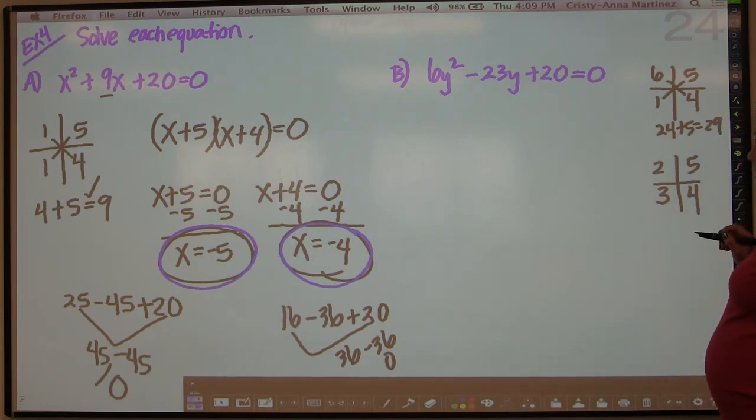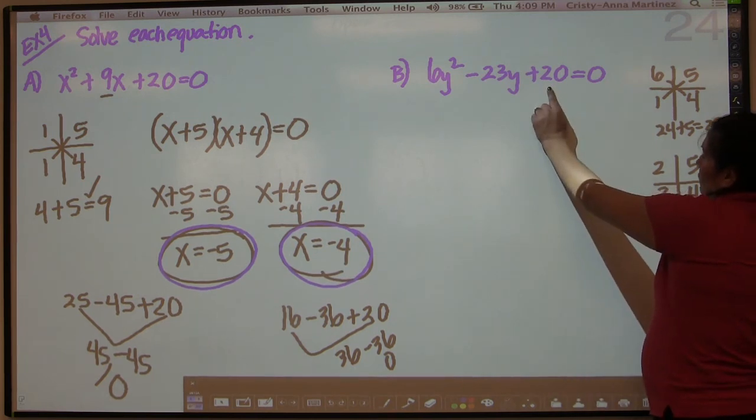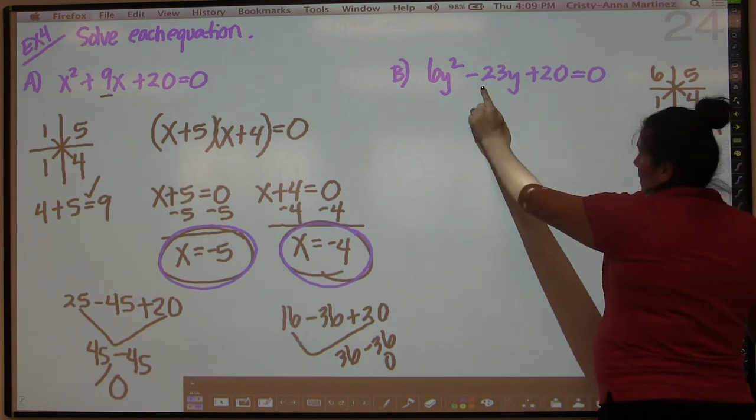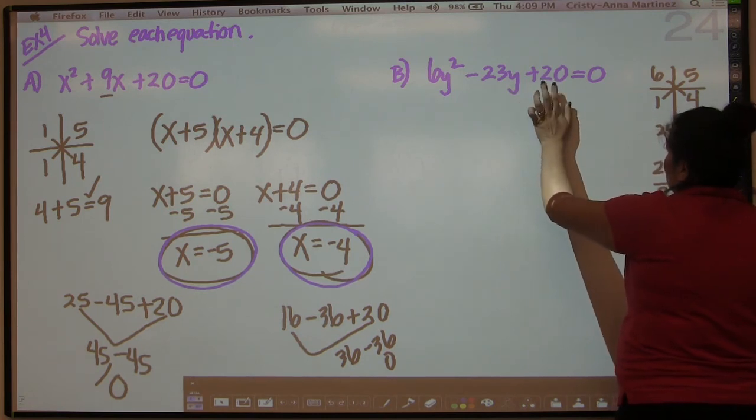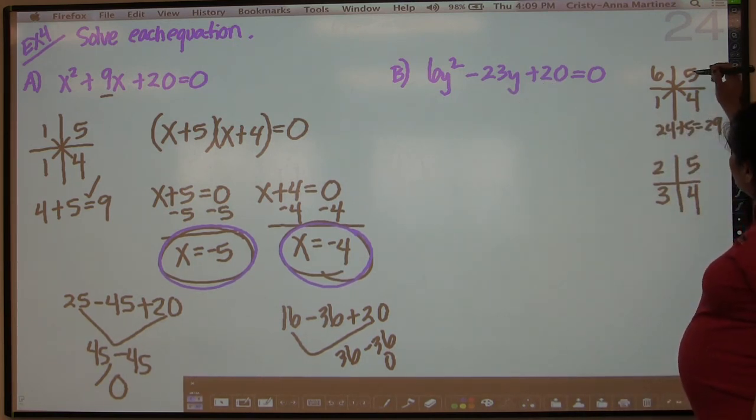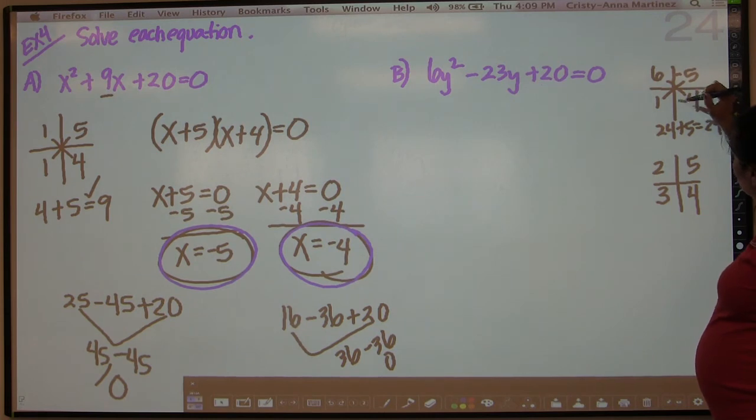So that's not going to work. The other thing that you have to consider is that this is a positive 20, and this is a negative b. So the only way for you to do that is for you to have two negatives. So you can get negatives here. In other words, I could do negative 5 times negative 4 is positive 20. So that would work. You can use negatives in your combinations.